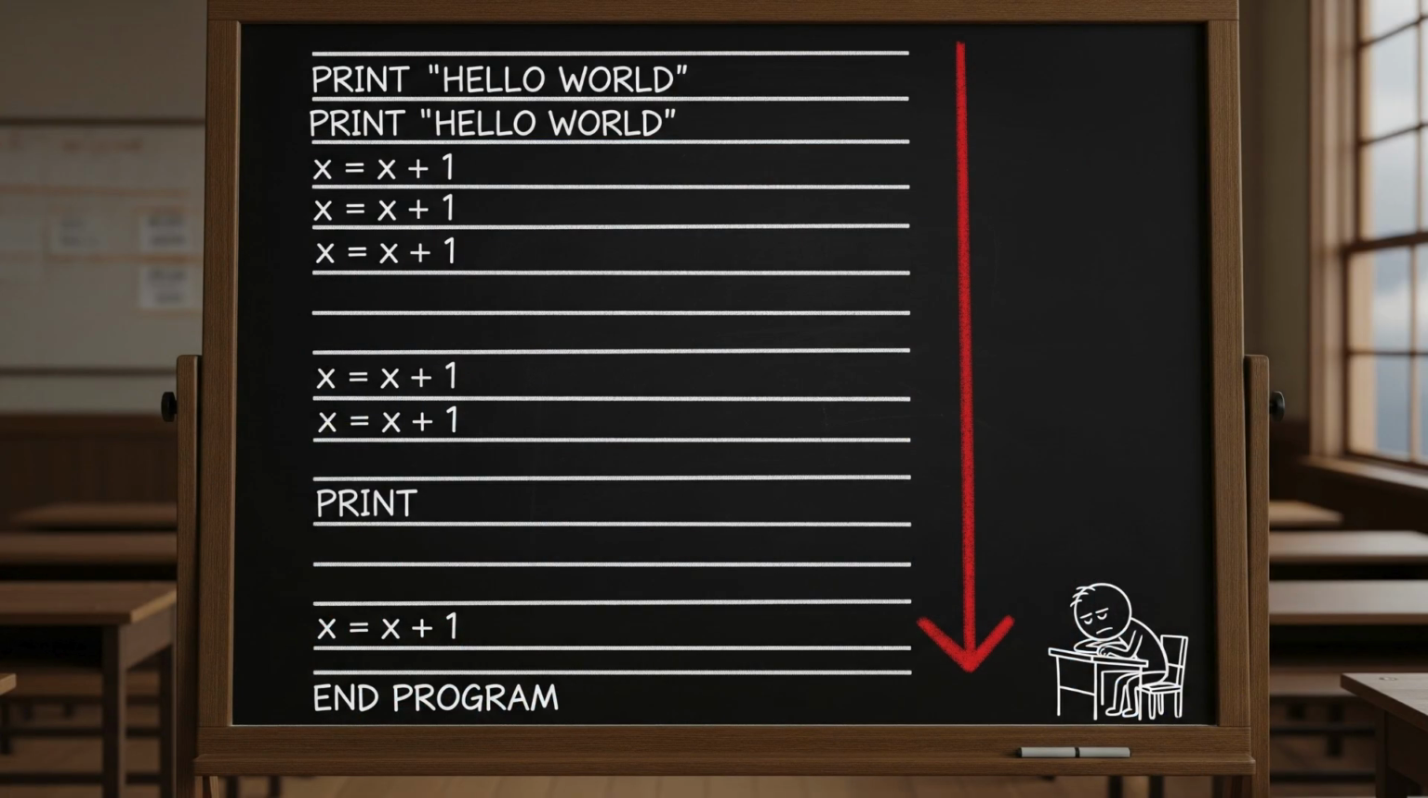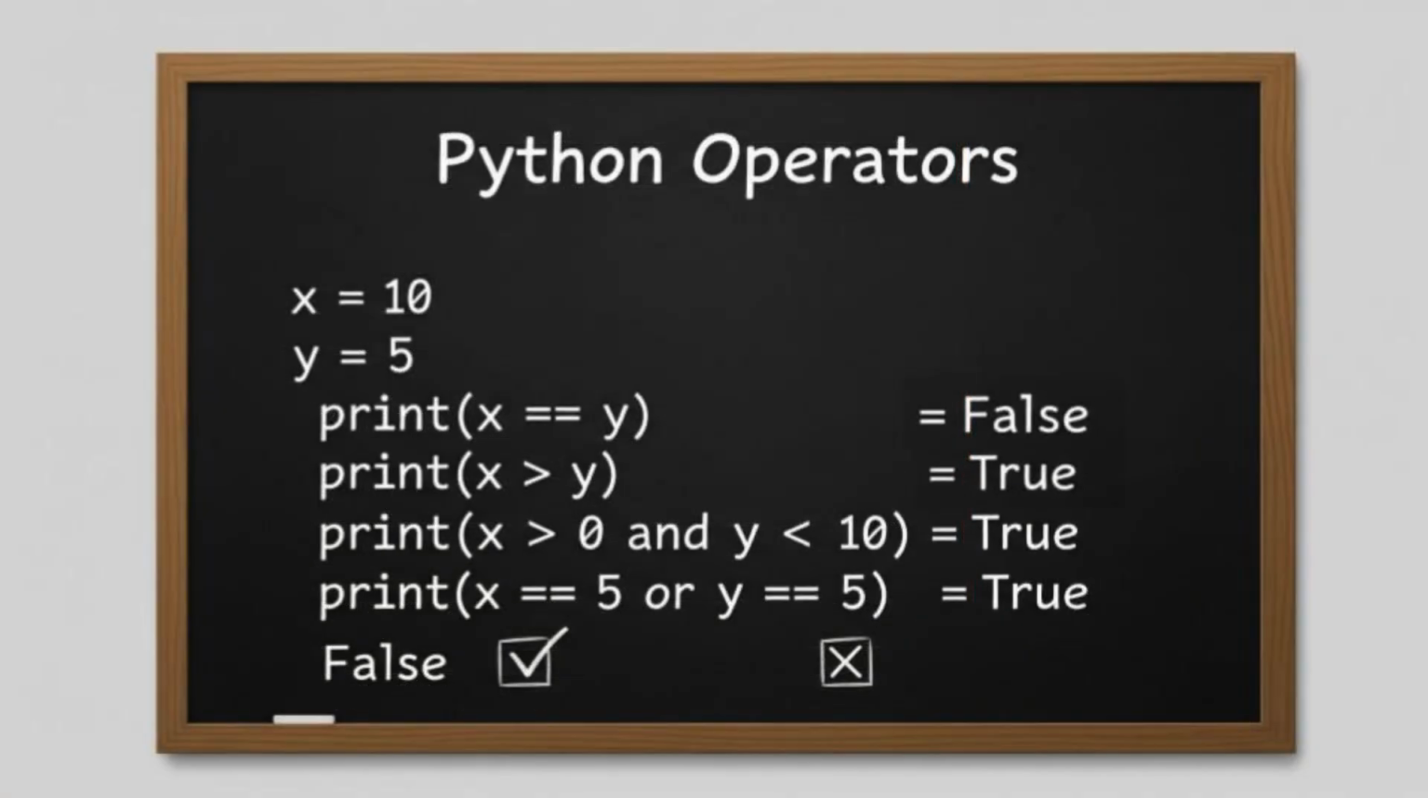So far, our code has been a straight line. It runs from top to bottom, one line at a time, and then it stops. It's predictable, a bit boring even. In our last video, we learned about operators, especially those comparison operators, equals, greater than, and logical operators, and, or, that gave us true or false answers. Today, we're going to use those true-false answers to make our code smart. We're going to teach it how to make decisions.